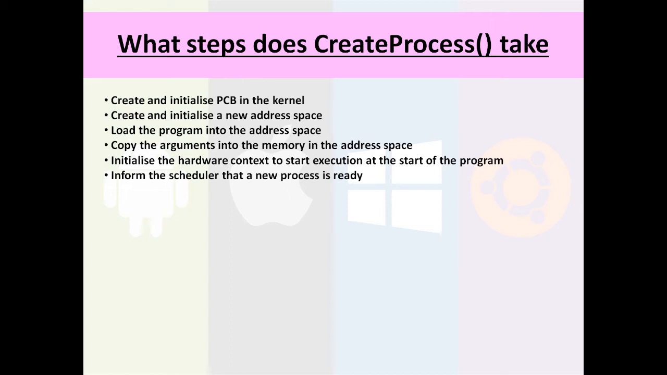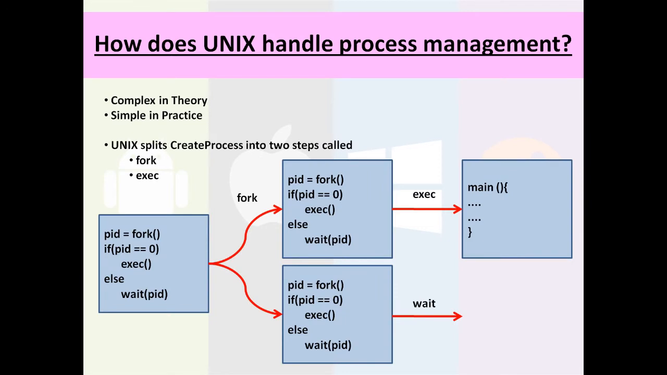Now, Unix handles things a little differently. Unix is complex in theory, but simple in practice. Unix splits CreateProcess into two steps called fork and exec. Here we have an example of some code that demonstrates this functionality. We have PID equal to fork, then if PID is equal to 0, exec, else wait. This fork command basically creates two processes that are identical.